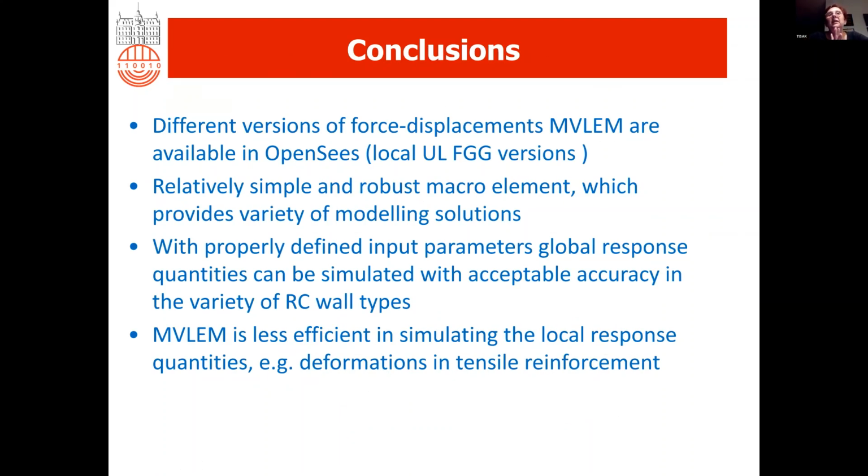So in the end, what I can say is that, as I already explained, different versions of this element are available in OpenSees, but only in the local versions at the University of Ljubljana. In my opinion, this is a relatively simple and robust macro element, and it can provide a variety of different modeling solutions.